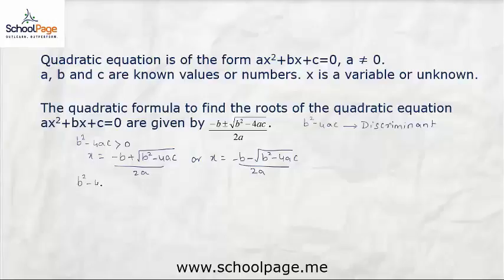Now if b² - 4ac is less than 0, then we will have no real roots because the roots will be imaginary or complex. Now if we have b² - 4ac equal to 0, that means x is equal to (-b ± 0) / 2a, which means x is equal to -b/2a or x is equal to -b/2a. So we have two roots and the two roots are equal, and each root will be equal to -b/2a.